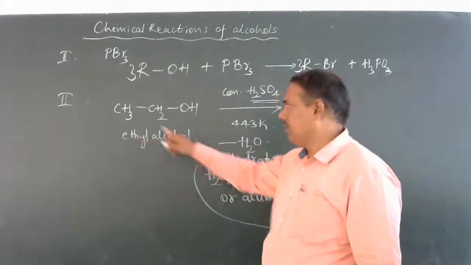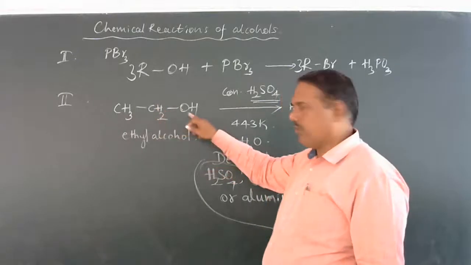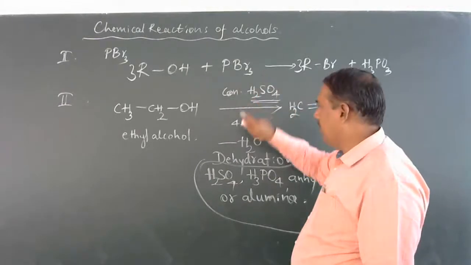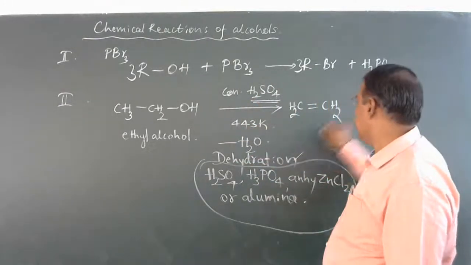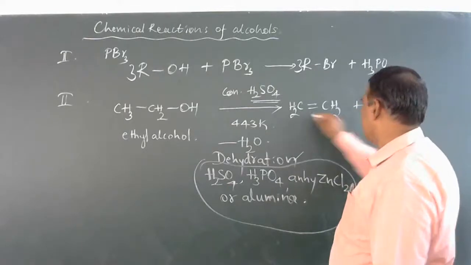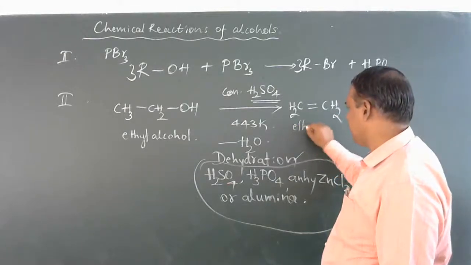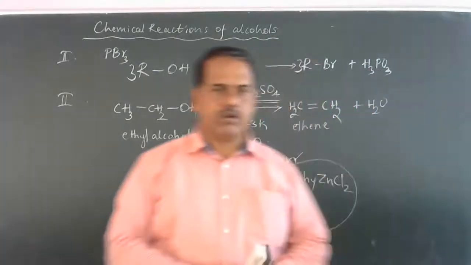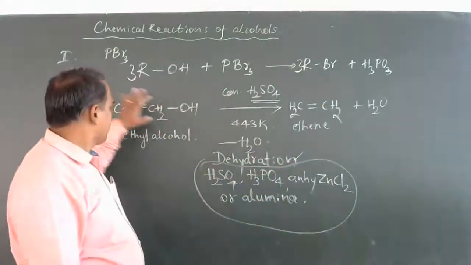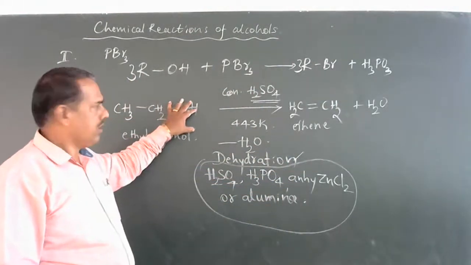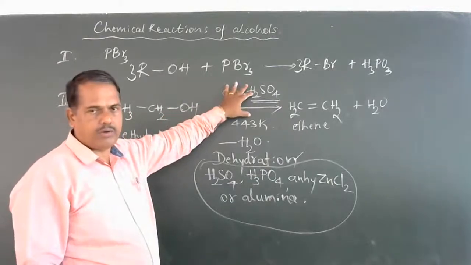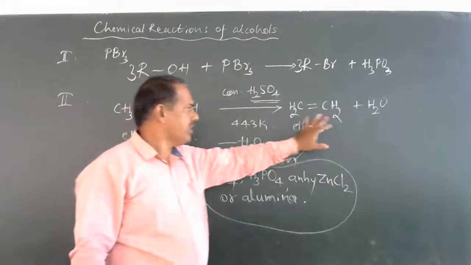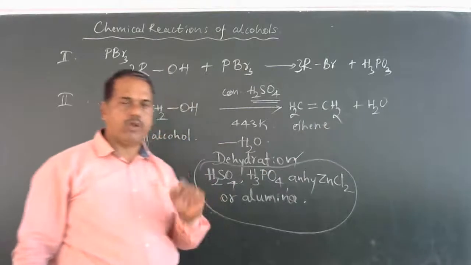See, when ethyl alcohol CH3CH2OH is treated with concentrated H2SO4, on dehydration alkene is obtained. What is the name of this compound? Particularly, ethene is obtained. Understood? So I will repeat again. Ethyl alcohol reacts with concentrated H2SO4 at 443 Kelvin temperature. It gives ethene.